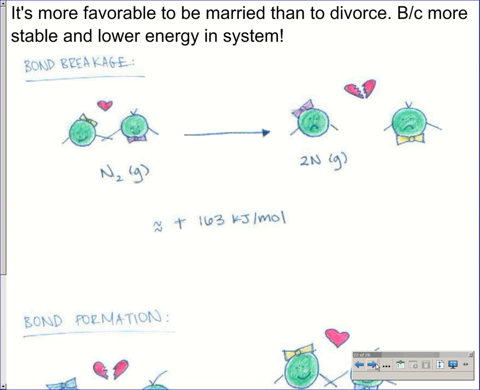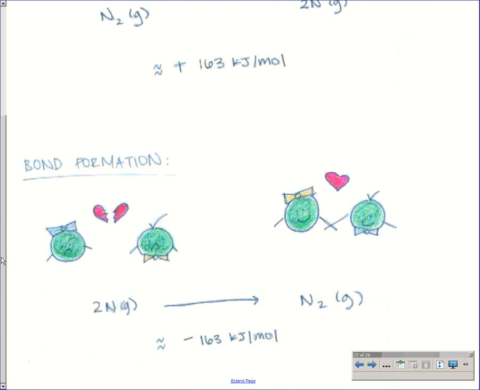As you break it, it's an endothermic process. You have to put energy into breaking up the nitrogen molecules. Then for the bond formation, they're unhappy. Whenever we put them back together, they're bonded. That's an exothermic process, when we're putting out that pent up energy. Okay, isn't it kind of cute?